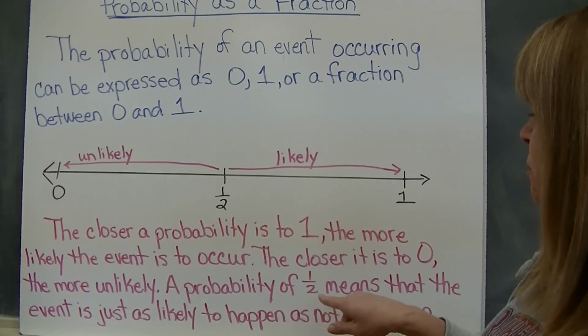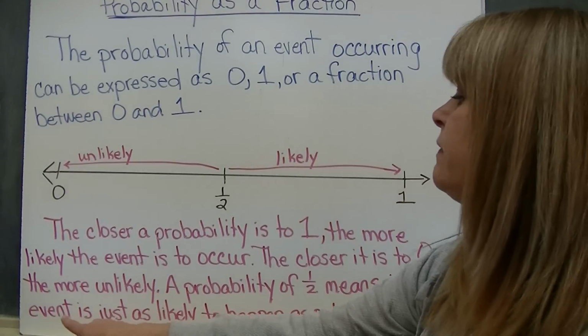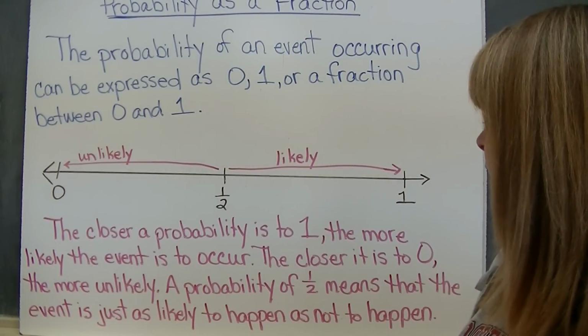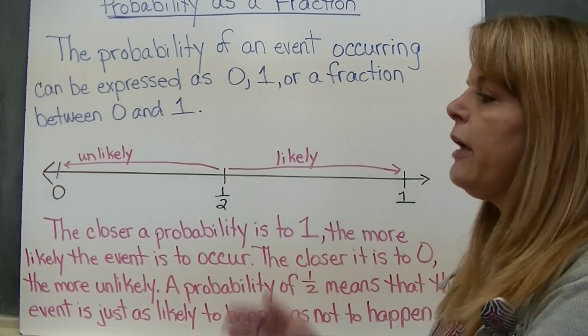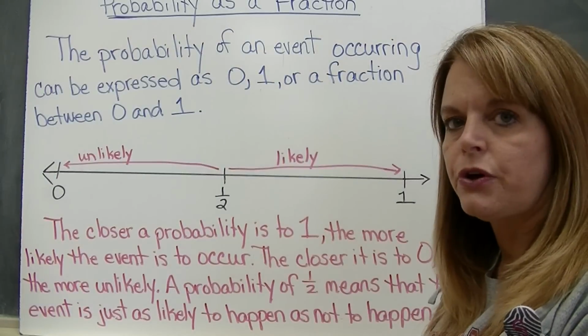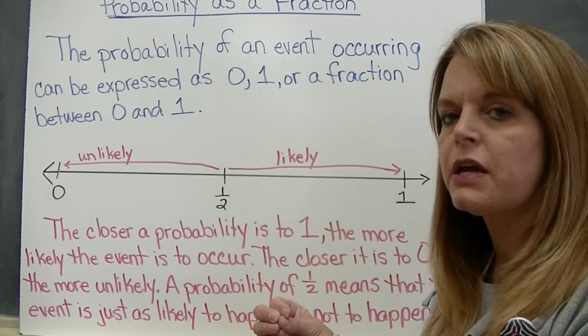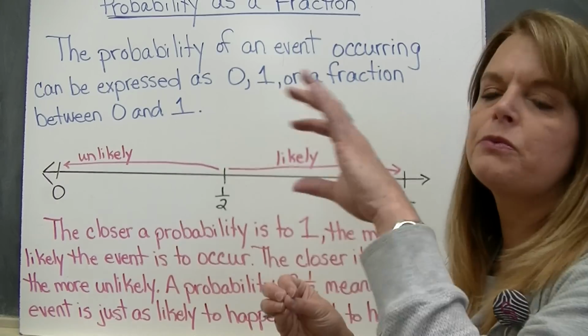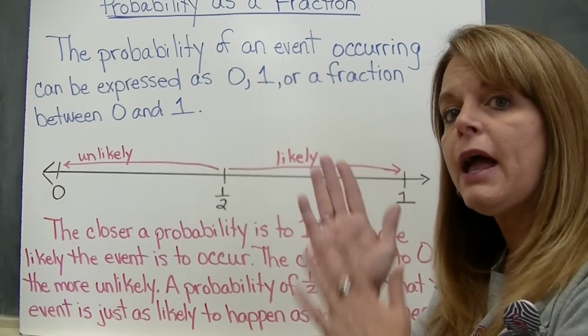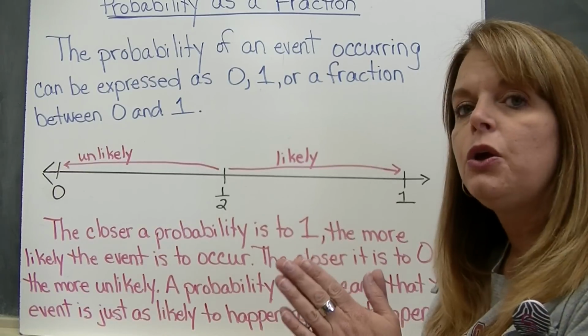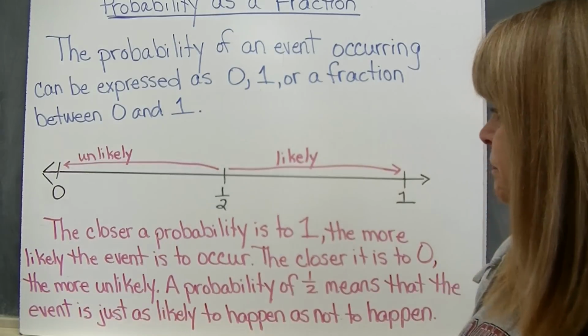A probability of 1/2 means that the event is just as likely to happen as not to happen. If my spinner had 6 sections on it, 3 of those sections were green, the others were a different color, then it would be half. My chances of getting green would be half.